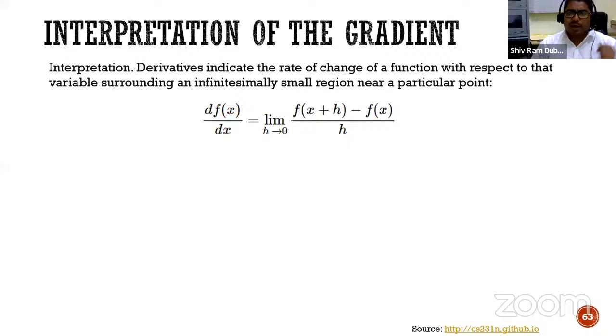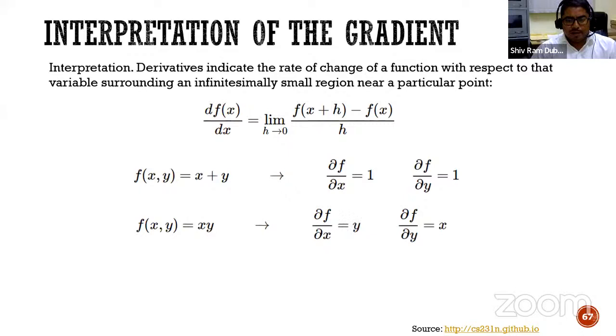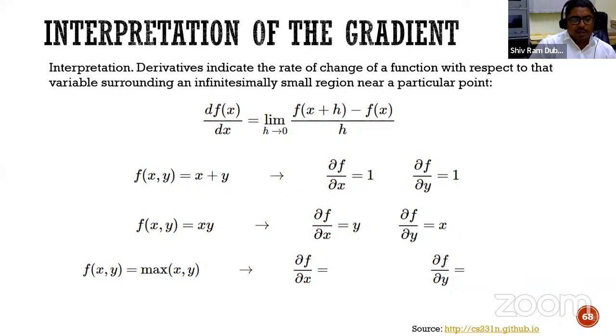So interpretation of the gradient, we can represent gradient like this: df(x)/dx as the limit h tends to 0, (f(x+h) minus f(x)) divided by h, we know from our calculus. Suppose we have a function f(x,y) = x + y, and we want to compute the gradient here. So basically we do the partial derivative. In this case, it is very easy to say del f by del x is 1 and del f by del y is also 1. And suppose we have x times y, then del f by del x is y and del f by del y is x.